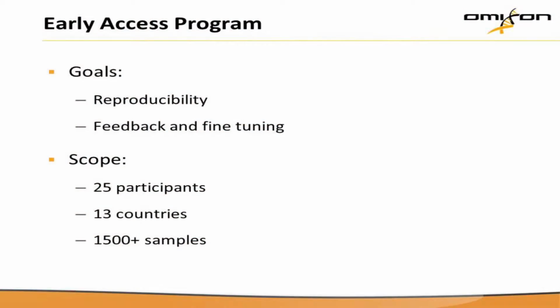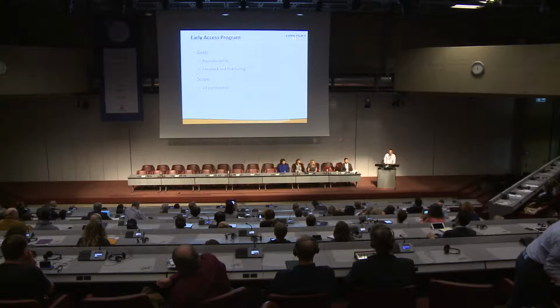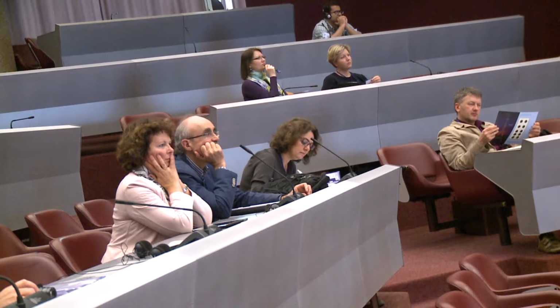The goals of the early access program, why are we running this? The main one is reproducibility. So this kit actually works already. It's in clinical production right now at the Children's Hospital of Philadelphia. And what we wanted to demonstrate during the early access program is that it doesn't just work at CHOP, it works in the hands of everybody else as well, and that's the primary goal of this particular process.